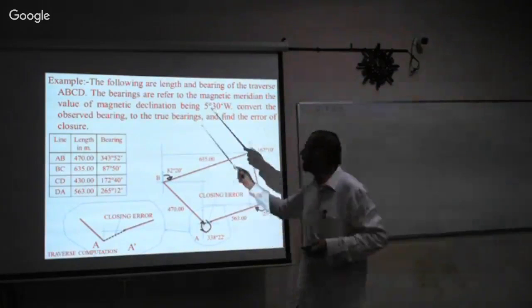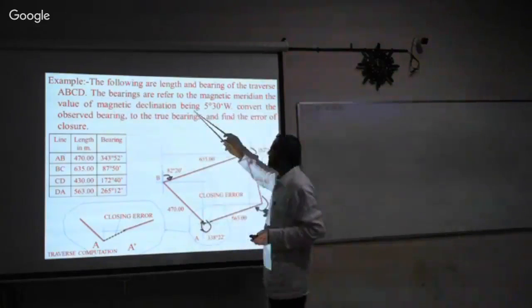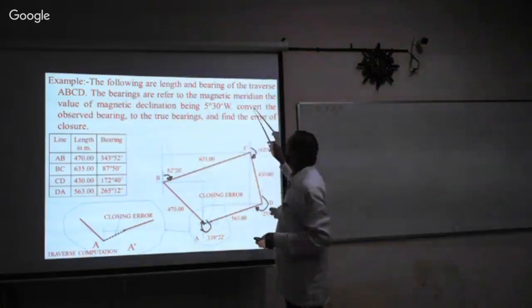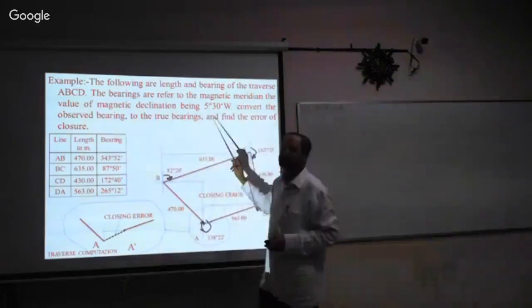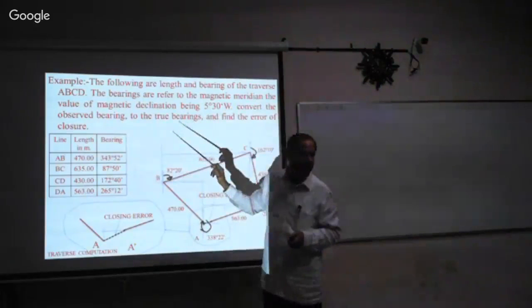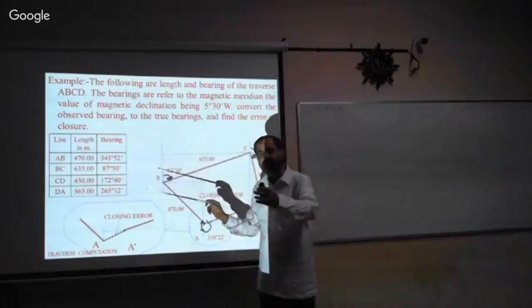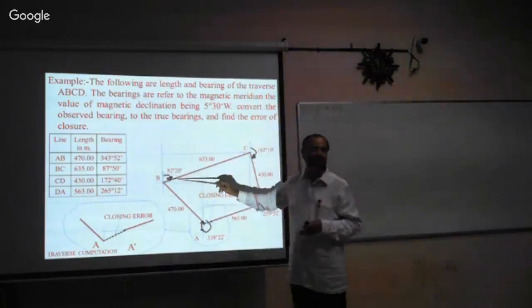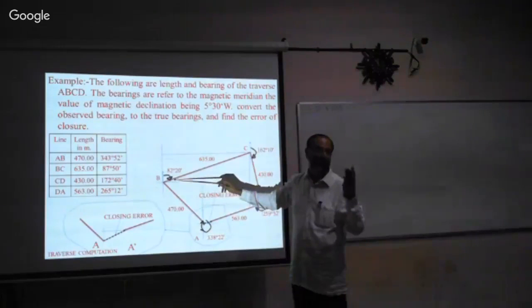Now you see they have asked here, the value of magnetic declination being 5 degree 30 minutes west. Convert the observed bearing into true bearings. That also carries marks. The rest remains calculating. Now you have to take these angles. These angles are the right angles. That is the error involved. The error is now removed.